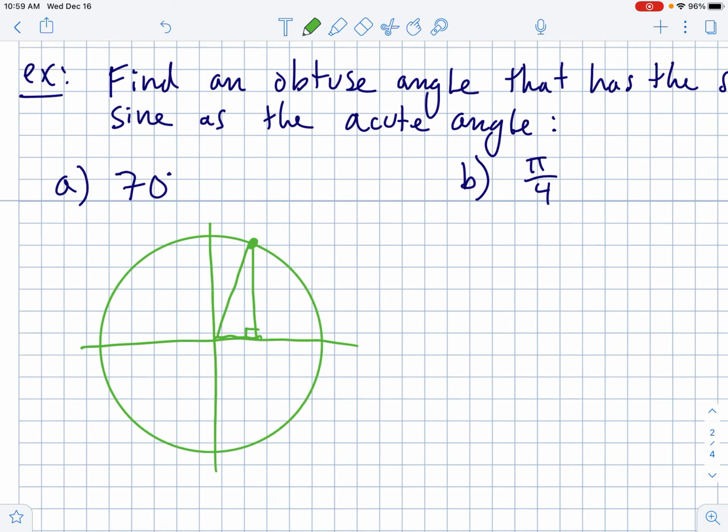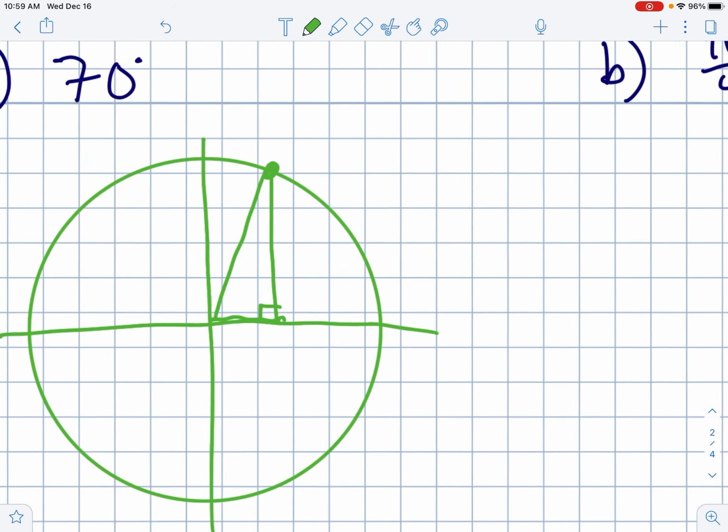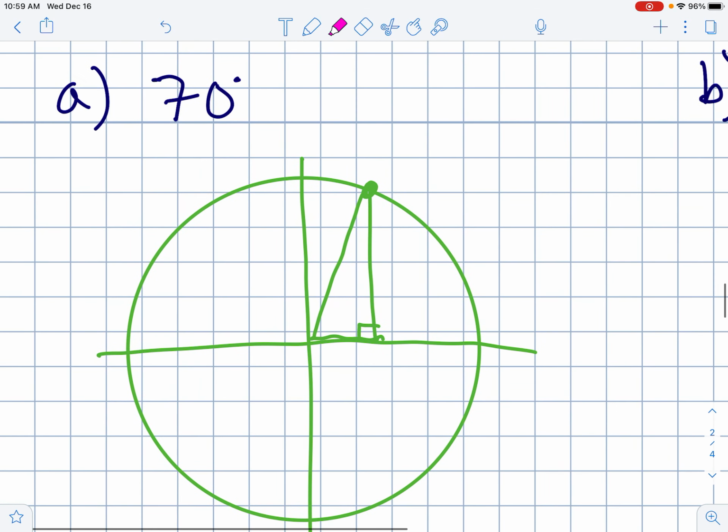So if we want to find an obtuse sine value: right now this angle right here is acute, but we need to find an obtuse one that has the same sine value. So this is the sine of 70 degrees. That's the height of that triangle. I don't care what it actually is. We're not talking about the value of it, but we know it is sine 70.